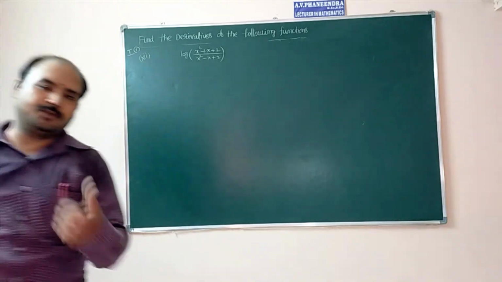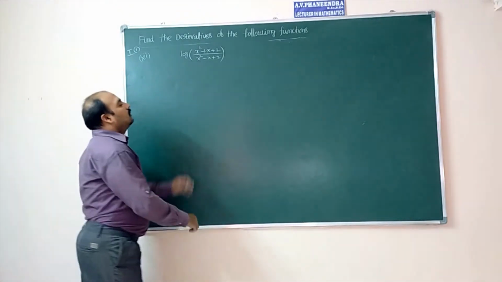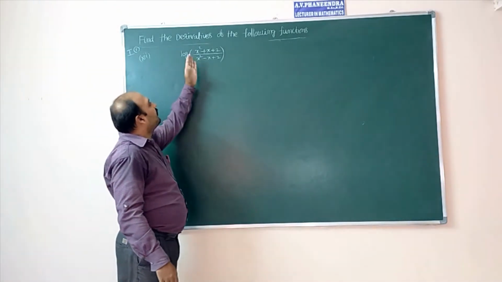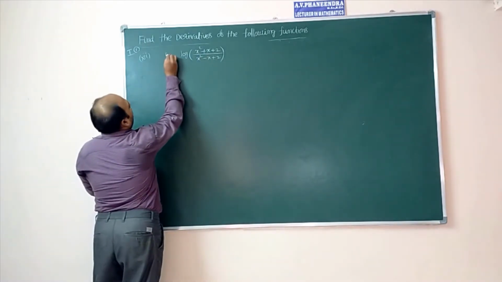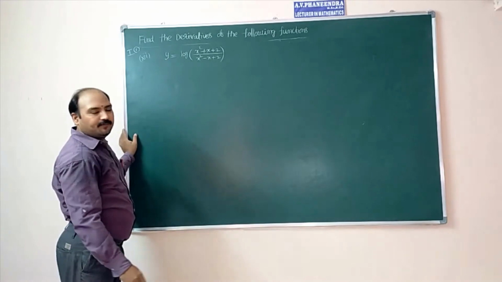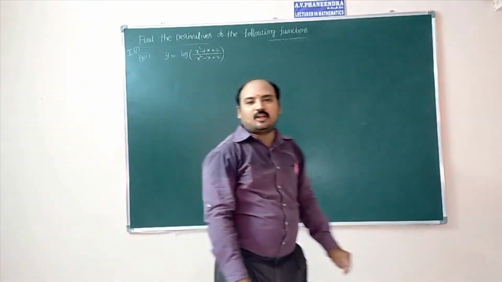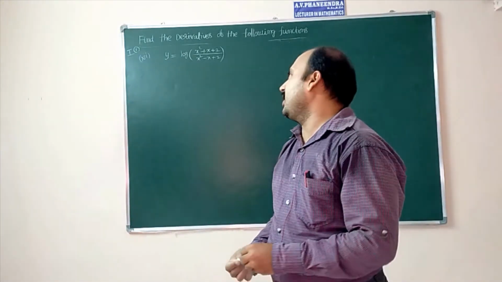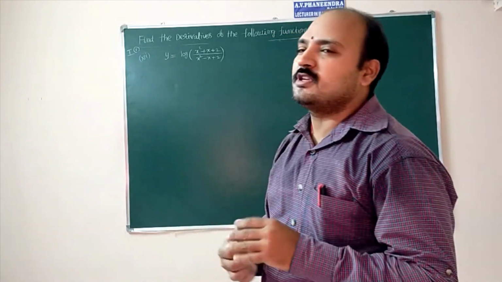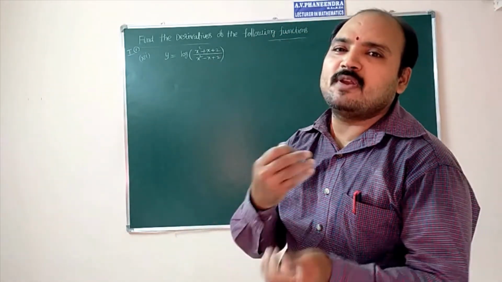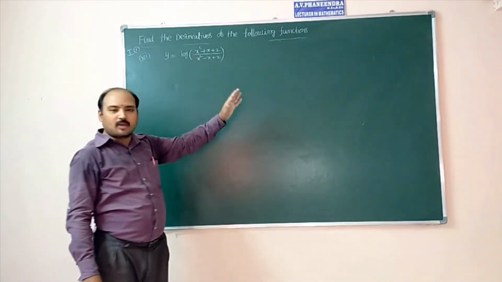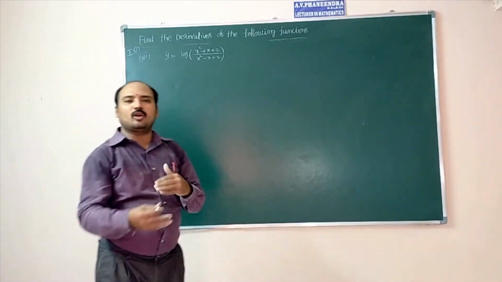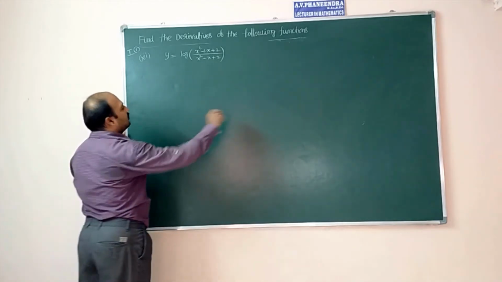The next question. Differentiate log of (x square plus x plus 2) by (x square minus x plus 2). I am assuming that the given function is y. Don't differentiate directly. If you differentiate directly, it is not in simplest form, it is in complex form. You have to simplify by using logarithmic properties, log a by b means log a minus log b. After that, we can apply the derivative.